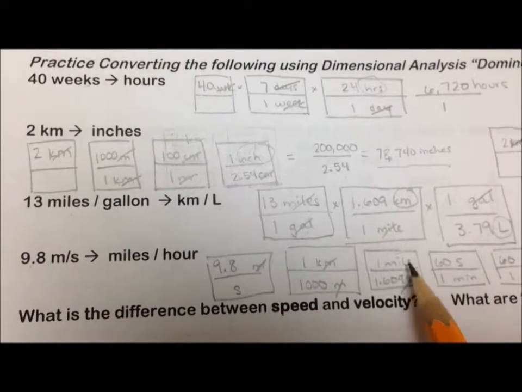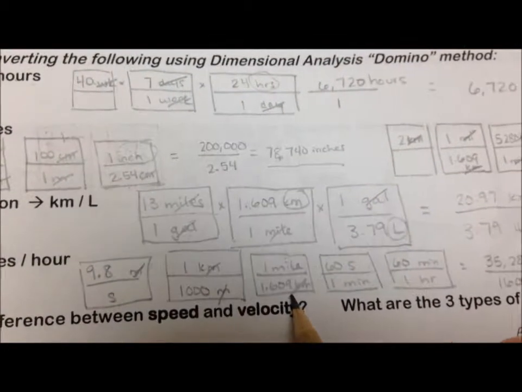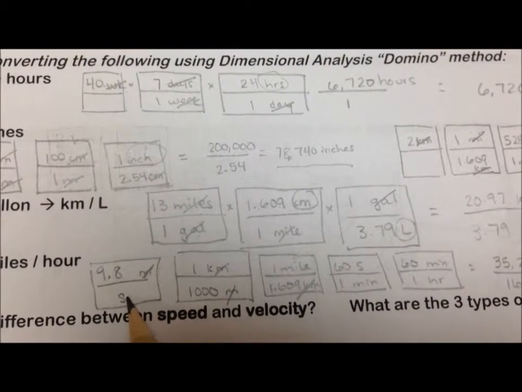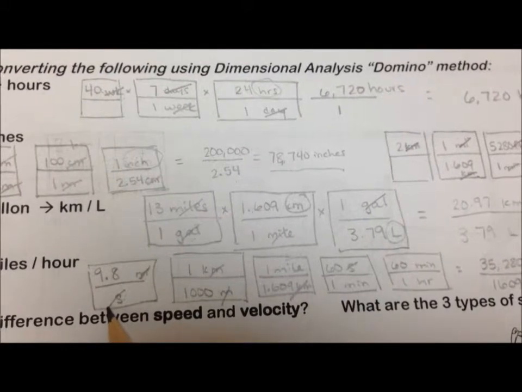Kilometers on top and bottom, so it cancels out. 1 mile is 1.609 kilometers. Then I need to get rid of these seconds here and change them into hours. I'm going to go one step bigger. I know that there's 60 seconds in a minute. Top and bottom cancel out.